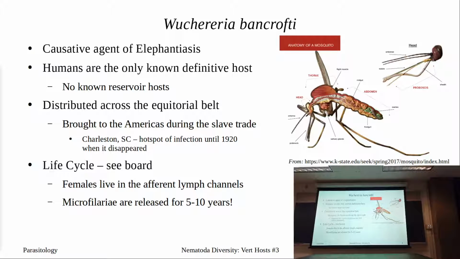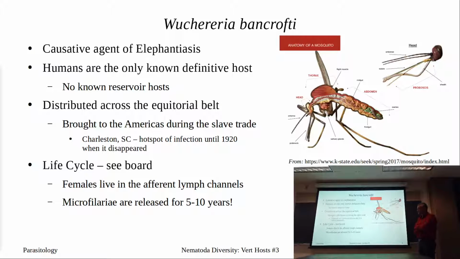Talk about pathology. So humans are the only known definitive host of Wuchereria. There are no known reservoir hosts. This parasite is distributed across the equatorial belt. It used to be just the equatorial belt in Asia, let's say South Asia, but it was brought to the Americas during the slave trade. It was introduced into Charleston, South Carolina, where that was a hot spot of infection until about 1920.